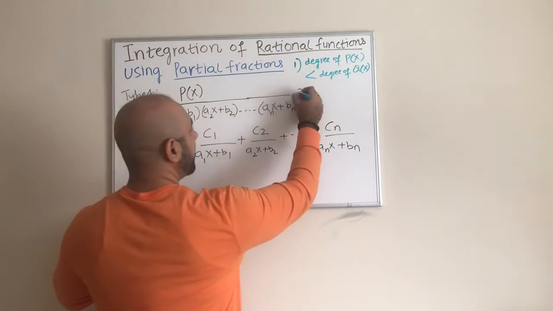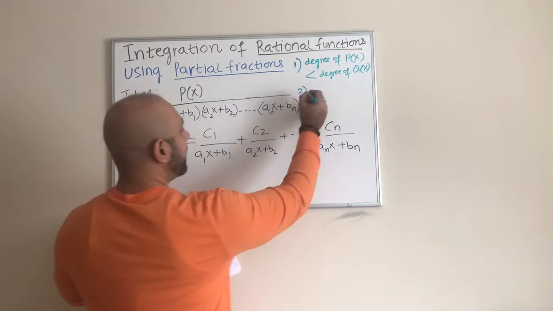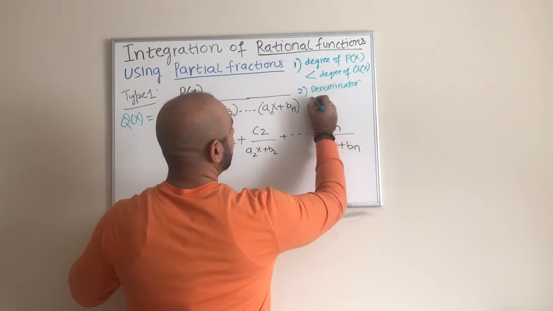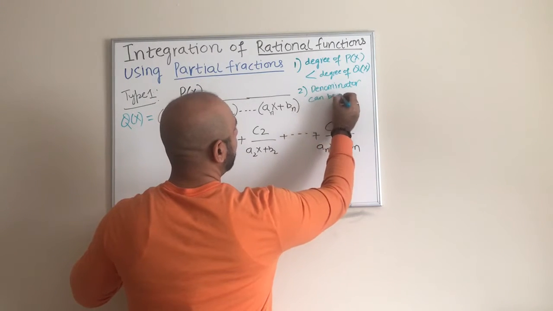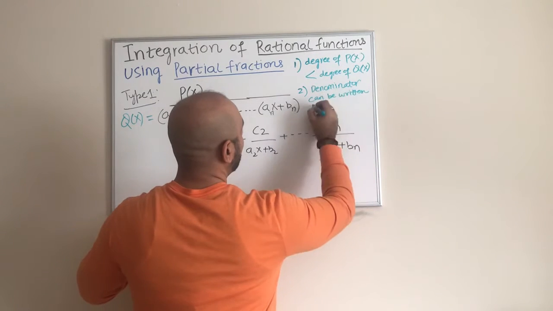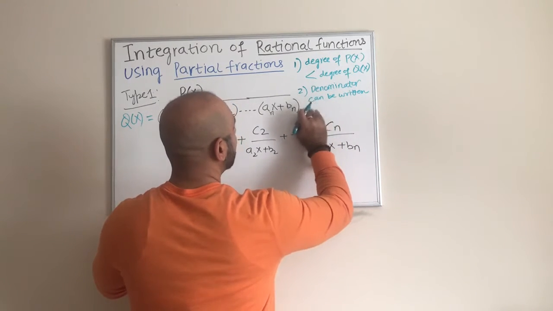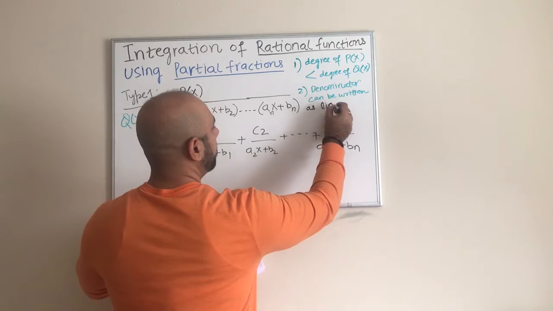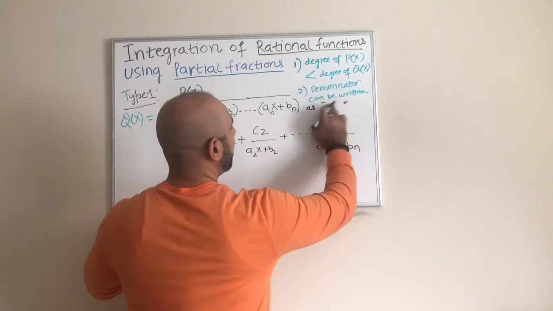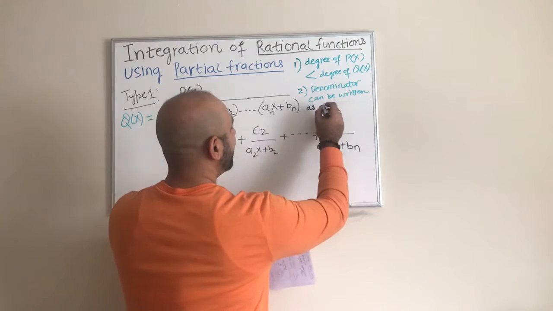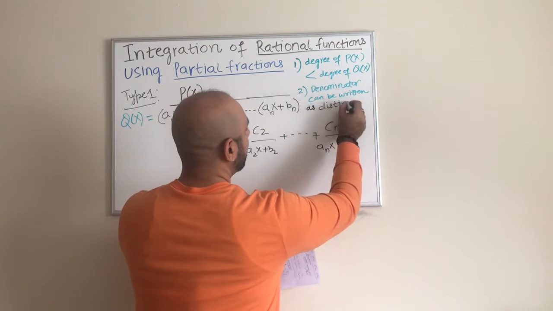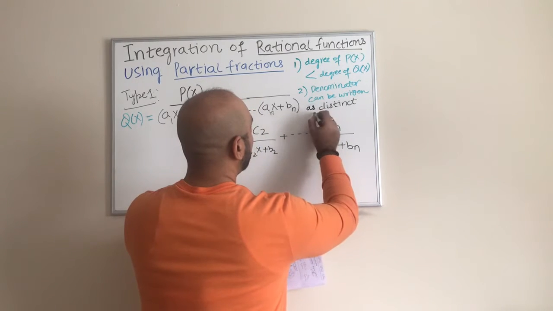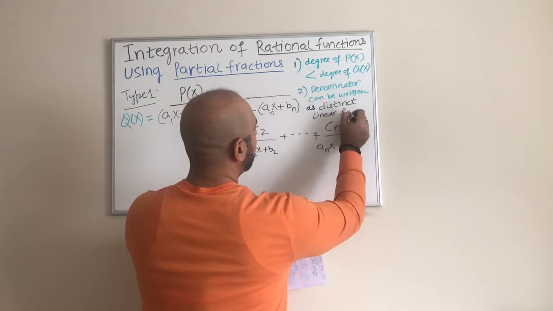Guys, that is important. The second key thing here is that the denominator can be written as linear factors. Or maybe, you know what, I should even add one more keyword, and that is very important as well: distinct linear factors.